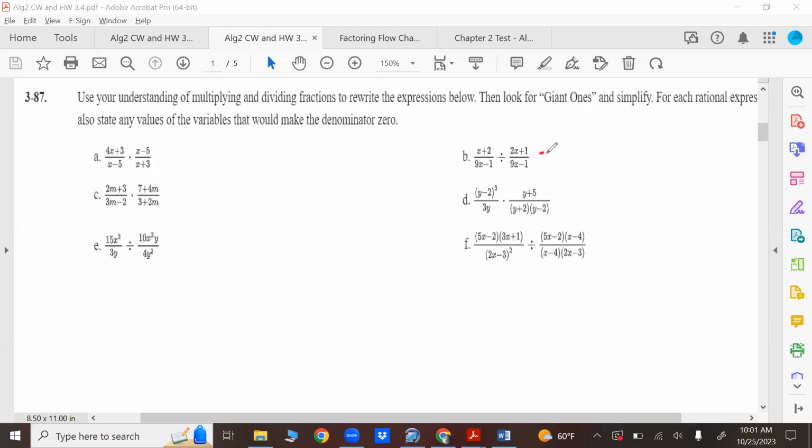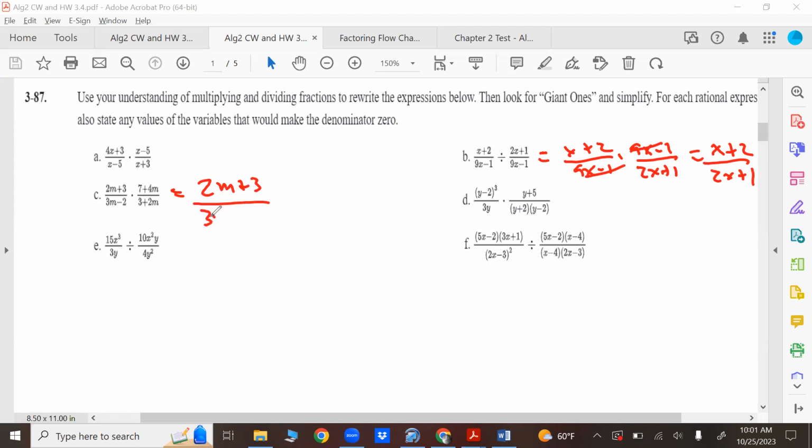Yeah, so you flip it, right? So X plus 2 over 9X minus 1, 9X minus 1 over 2X plus 1, boom, boom, X plus 2 over 2X plus 1. Here, fortunately, 2m plus 3 and 3 plus 2m are the same thing. If you want to kind of rewrite it, you could. 4m plus 7, 2m plus 3, those cancel. So you just get 4m plus 7 over 3m minus 2.